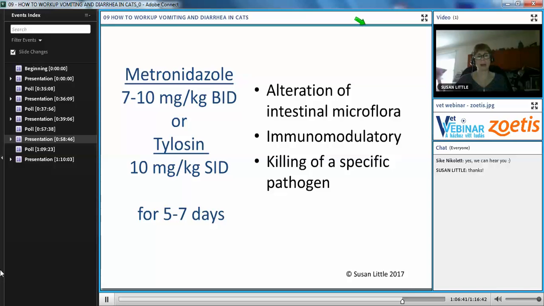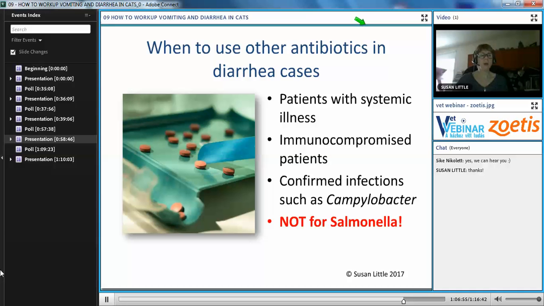So I've put the current recommended doses. So for short term, for the acute vomiting patient, we might use them 5 to 7 days. Metronidazole, we might use longer term as an adjunct therapy, for example, in inflammatory bowel disease. What about other antibiotics? Well, when we're talking about GI cases, especially diarrhea cases, there's not a big role for antibiotics. So we would reserve them for patients with systemic illness.